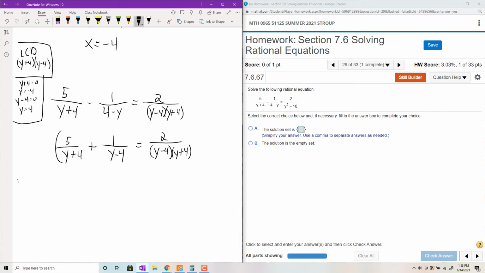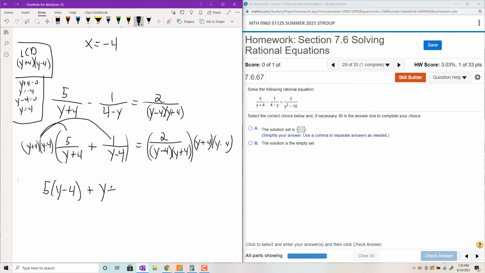Okay, so let's multiply through both sides by y plus 4, y minus 4. So this first distribution, the y plus 4s will cancel, and you'll just have 5 times y minus 4. And the second distribution, the y minus 4s will cancel, and you just have 1 times y plus 4, which is just y plus 4. On the right side, all that will cancel and you'll just be left with 2.